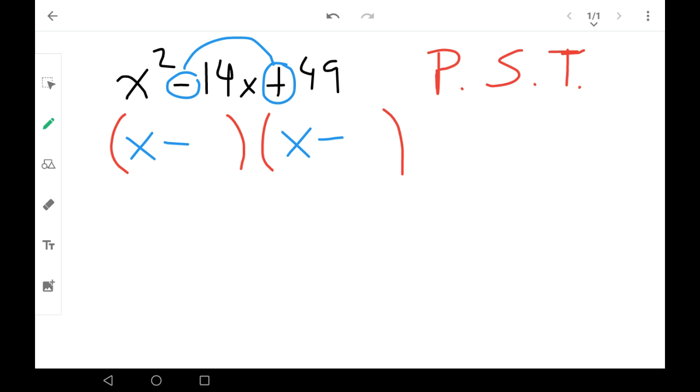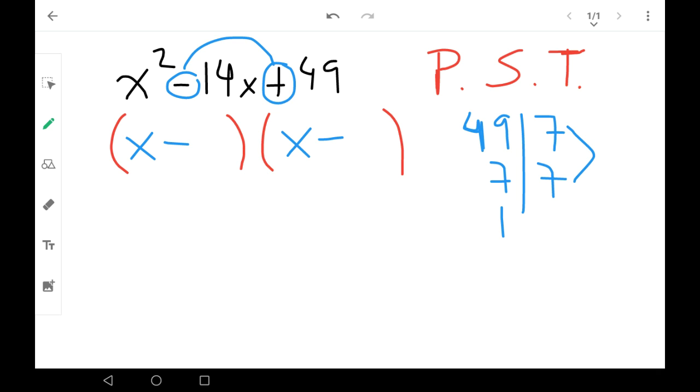Now the last step is to find two numbers that multiplied would give me positive 49 and added would be negative 14. So for two numbers that multiply to give me 49, I can find the factors of 49, right? Let's find the factors of 49. So 1 times 49, and then I have 7 and 7. Those are the two factors of 49.